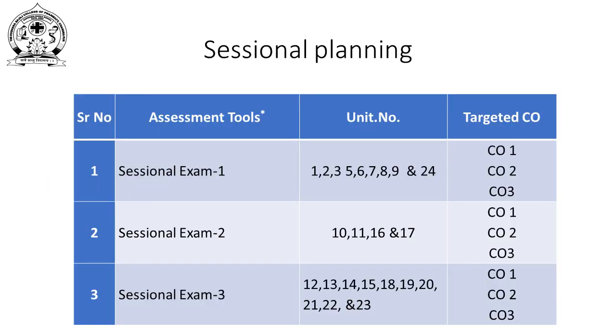Next, see the sessional planning. For the first sessional exam you have units number 1, 2, 3, 5, 6, 7, 8, 9 and 24, where 24 is anti-neoplastic drugs. For the second sessional, these are units 10, 11, 16 and 17. Then for the third sessional, the remaining topics, these are the units. So this is our sessional planning, and according to this we have to conduct the sessionals.